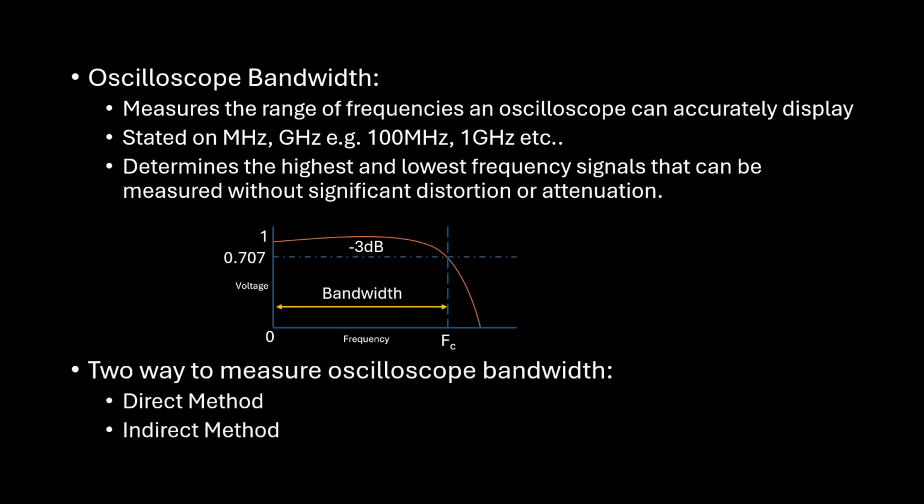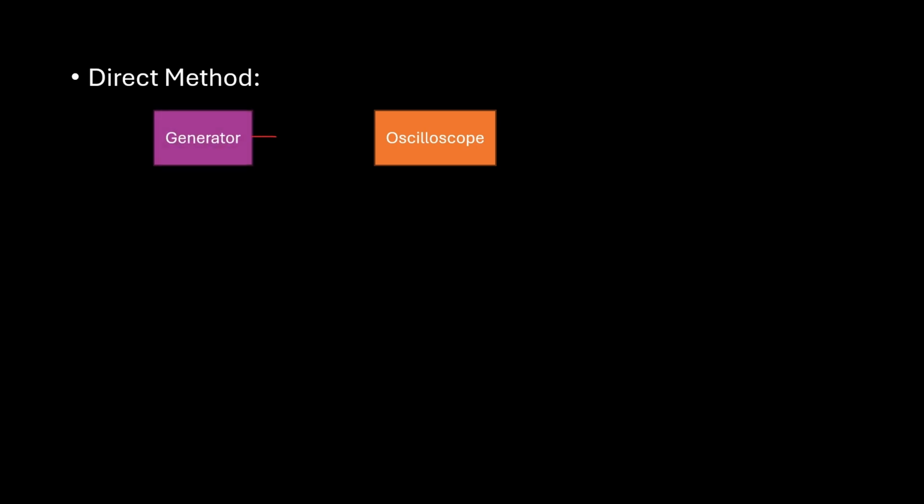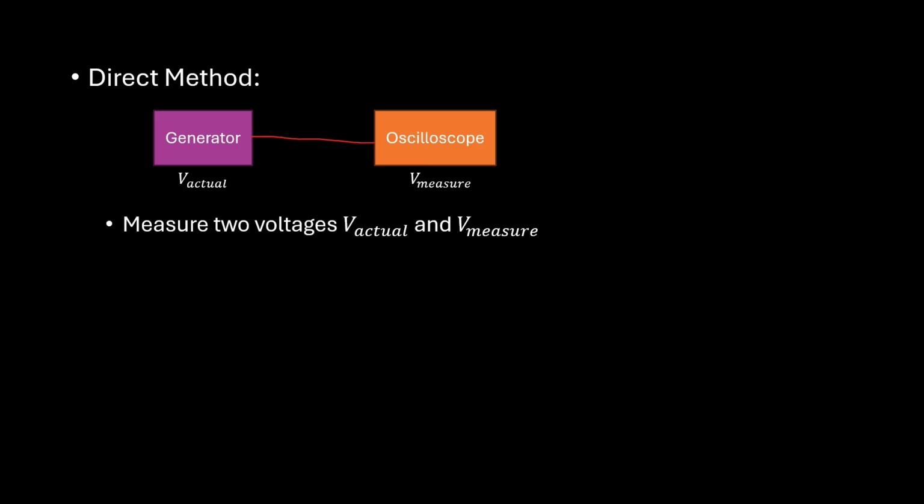Let's see how we can measure it in our lab. There are two ways to measure: direct and indirect method. In the direct method, it is fairly easy. Let's say you have an oscilloscope and a signal generator, and both are connected by a flat response cable. Assuming this cable has very low and uniform loss across the measured signal, we can take the ratio of generator voltage and the measured voltage.